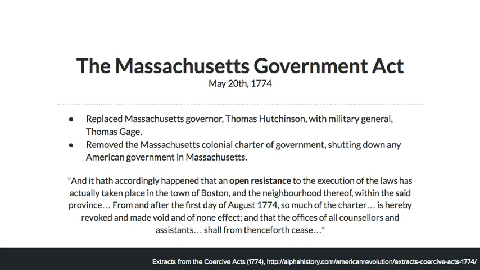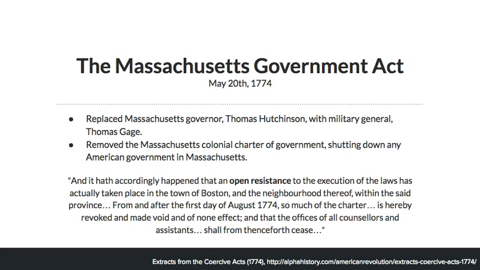So the Massachusetts Government Act replaced Massachusetts Governor Thomas Hutchinson with Military General Thomas Gage, which we've been introduced to before. He was the character who heard from Thomas Preston about what occurred during the Boston Massacre. Thomas Gage is pretty much the British military representative based in the colonies.